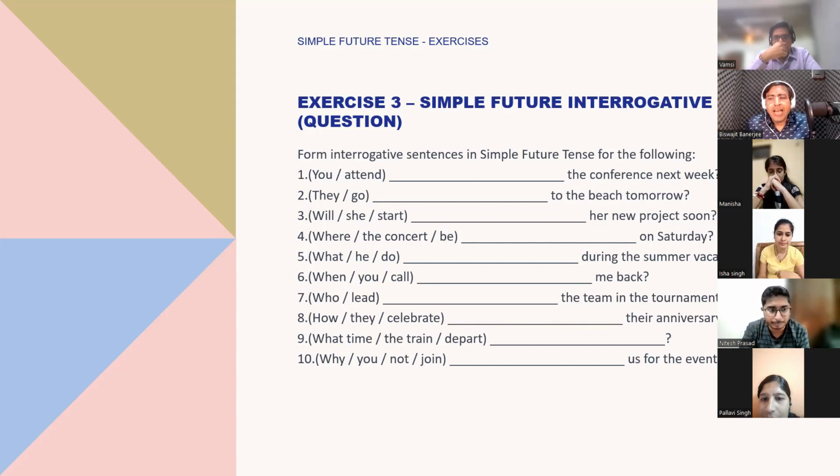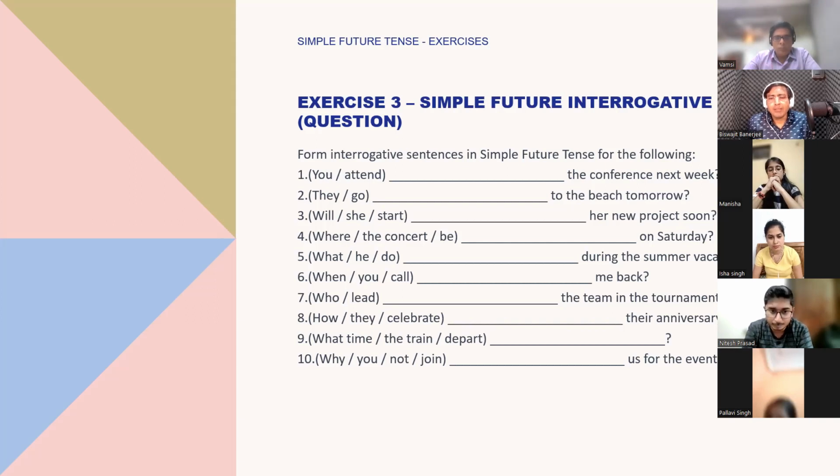Nitesh, dash during the summer vacation. What will he do during the summer vacation? Correct. Pallavi, dash me back. When will you call me back? Perfect, perfect. Well done. Lekha, dash the team in the tournament. Who will lead the team in the tournament?